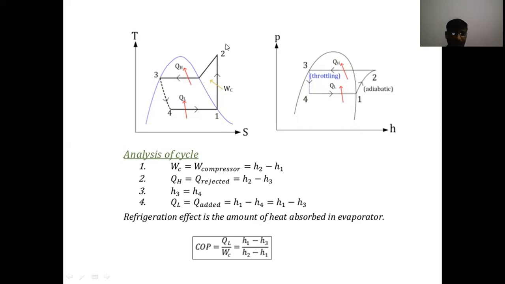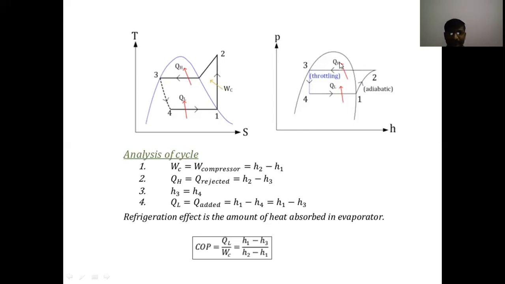In the superheated region, the constant pressure line is an inclined line, and in the wet region, the constant pressure line will coincide with the constant temperature lines. That's why here there is a horizontal line and an inclined line. But in this pH diagram, the constant pressure line is a horizontal line independent of region. Whatever the region, superheated or wet, the constant pressure lines are horizontal lines. Okay, 2 to 3, what is 2 to 3?